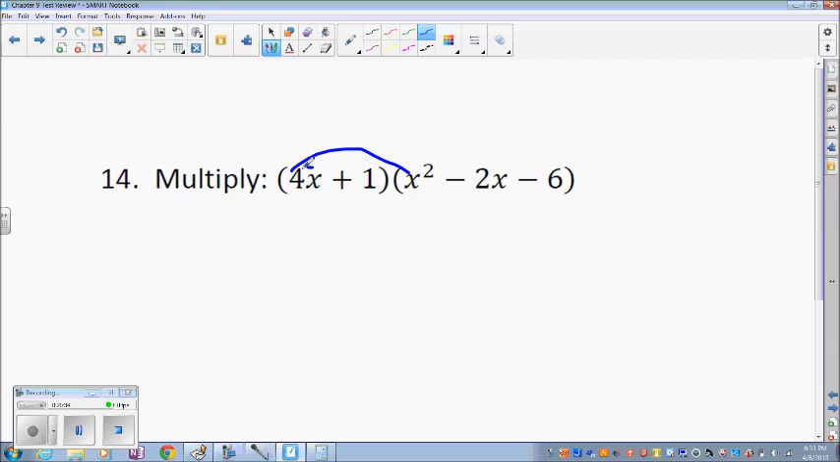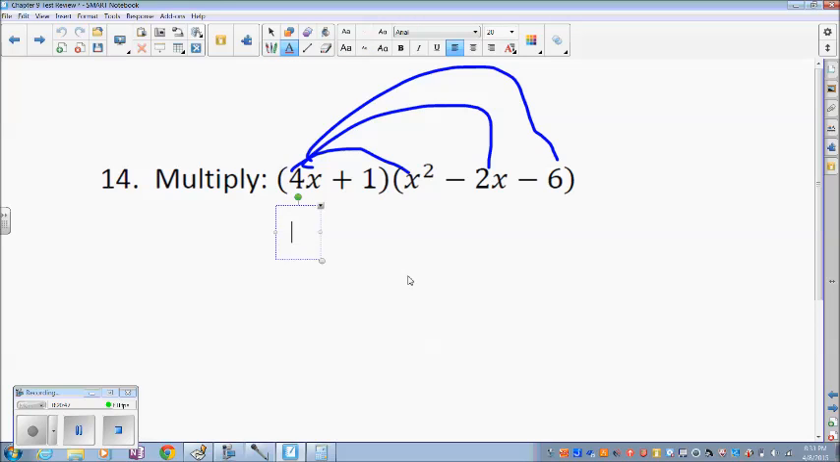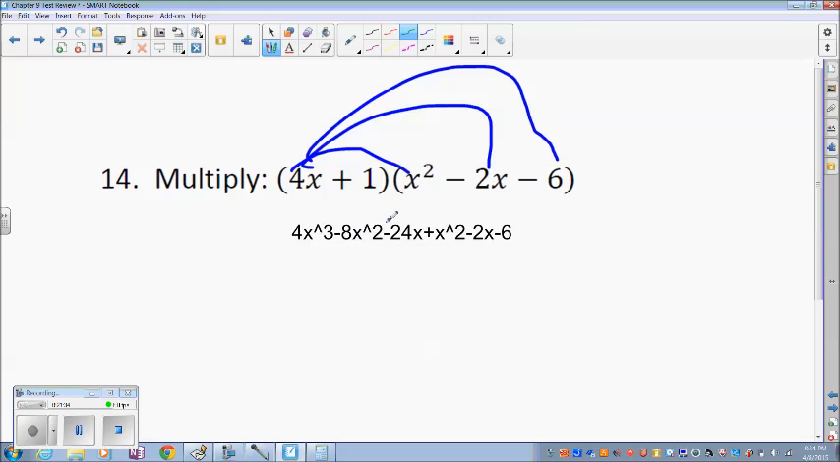Number 14, multiply 4x plus 1 times x squared minus 2x minus 6. So you got to multiply the 4x by everything. And then you got to multiply the 1 by everything. Okay, 4x times x squared is going to be 4x to the third. 4x times negative 2x is going to be minus 8x squared. 4x times negative 6 is minus 24x. Now let's do the 1. 1 times x squared is positive x squared. 1 times negative 2x is negative 2x. And 1 times negative 6 is negative 6.